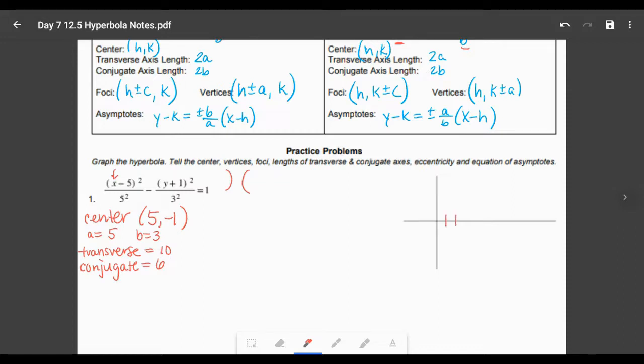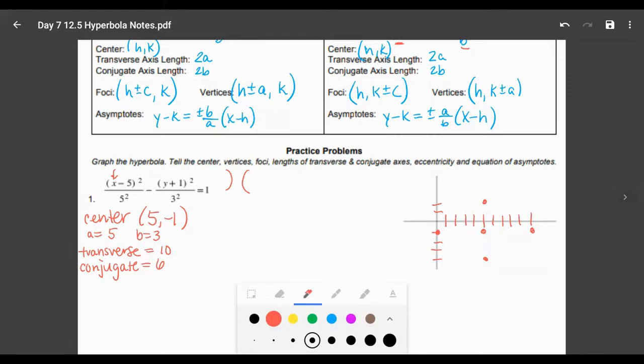So I'm going to start with my hyperbola center, which is at 5, negative 1. And then remember, you're going to make a box around that center that goes in the x direction 5 units. So 5 units to the right and 5 units to the left. And then I'm going to go in the y direction 3 units. So 3 units up and also 3 units down. Once I have those points, I'm going to create a box that goes around.